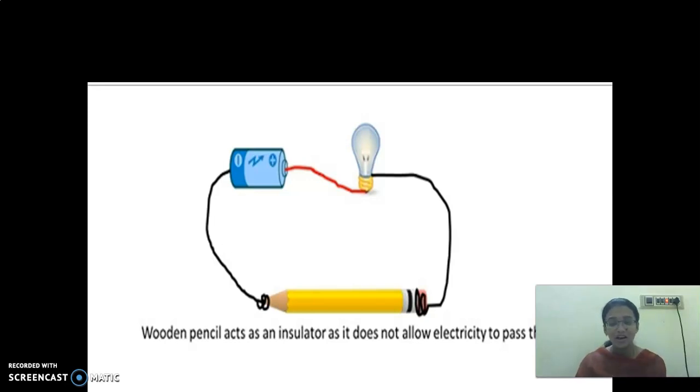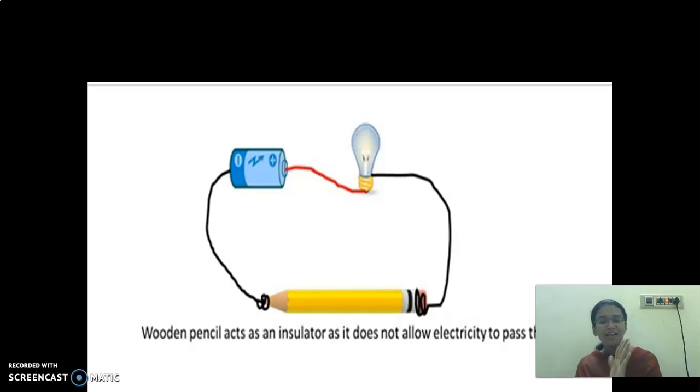So these are some of the experiments and activities which you need to do. You can make a simple circuit by using a bulb, some connecting wires and a battery or a cell. The second one is by using a switch, and the third one is by using conducting and insulating material. So these are the three. You can combine all these and do it in one circuit also. That depends upon you.